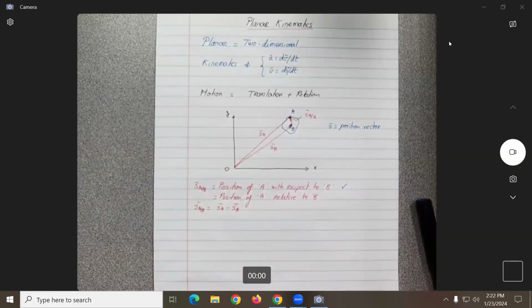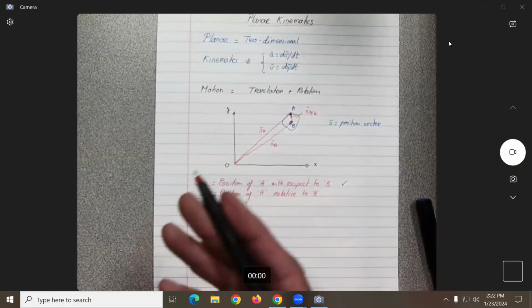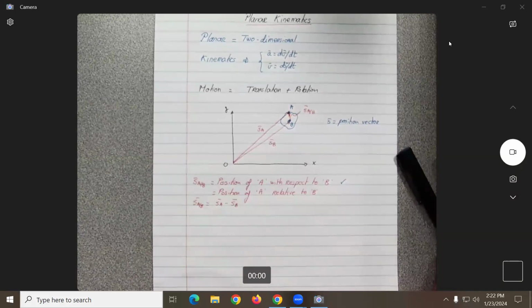If you have S B over A or A over B, does that just change the direction of the vector, or does that not matter? It changes the direction of the vector. You will see as soon as we derive the equation, maybe not today, but yes, it does matter.